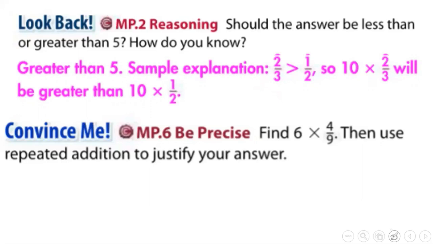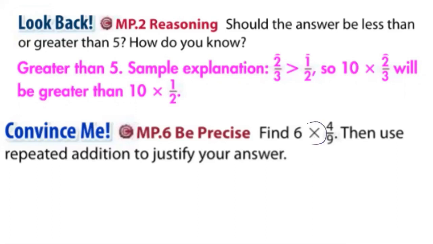Let's move to convince me on the second page of our lesson. Find 6 multiplied by 4 over 9. Then use repeated addition to justify your answer. Okay, let's see.